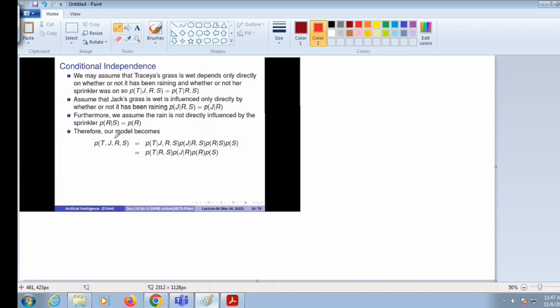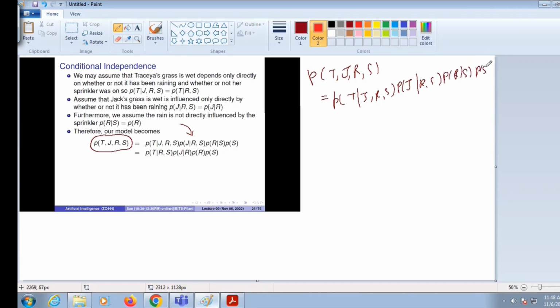I wanted to find out this particular quantity now. What is the joint probability of T, J, R, and S? What is the joint relationship between them? This is the standard method to write it: probability of T given J, R, S, multiplied by probability of J, which is called the marginalization over R, S, then probability of R given S, and then probability of S. You want to find out these particular quantities. But here, just see the probability of T given J, R, S. Given J, R, and S, you want to find out that Tracy's grass is wet, with respect to Jack's grass being wet and rain being there.